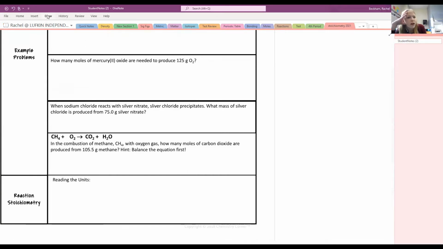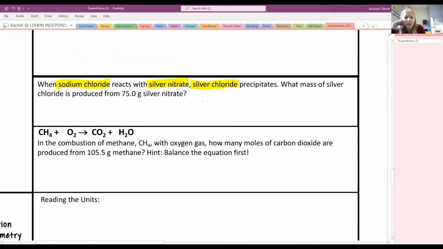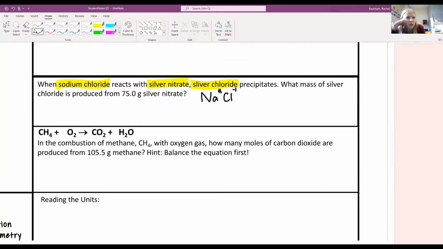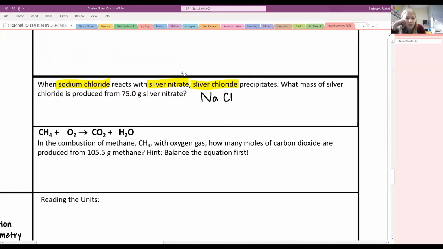So let me highlight what looks like it's important to me. Sodium chloride reacts with silver nitrate. Silver chloride precipitates. What mass of silver chloride is produced? So we need the formula. So sodium chloride is, I'll zoom in because I want y'all to be able to see this, Na with a +1 charge, and Cl with a -1 charge. So +1 and -1, that cancels out, right?